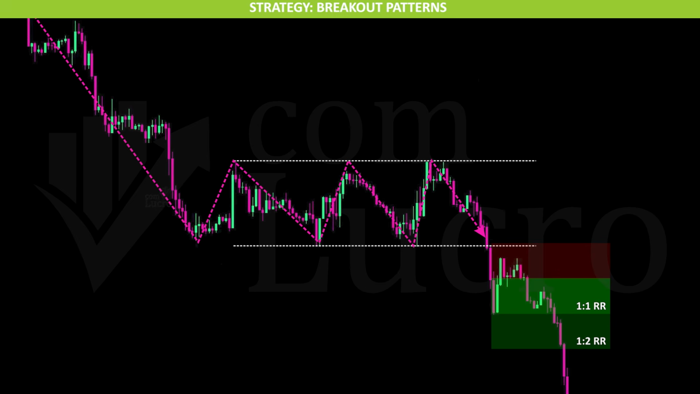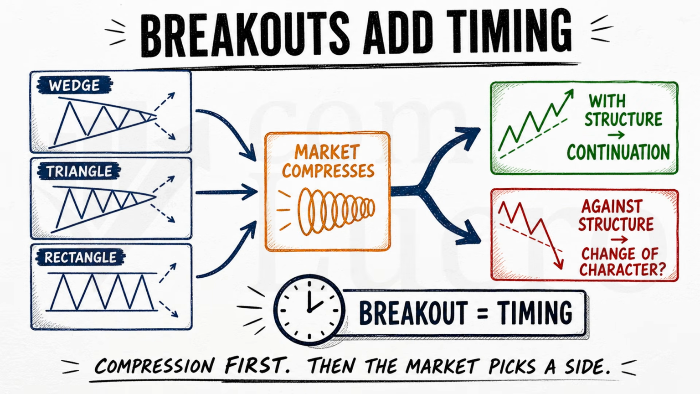To take advantage of these moves, traders use specific patterns as a guide to identify breakouts before they happen. The most notable ones are wedges, triangles, and the rectangle pattern. What a breakout adds is timing. The market is compressing and about to pick a side. With the structure, that is continuation. Against it, it is your first candidate for a change of character.